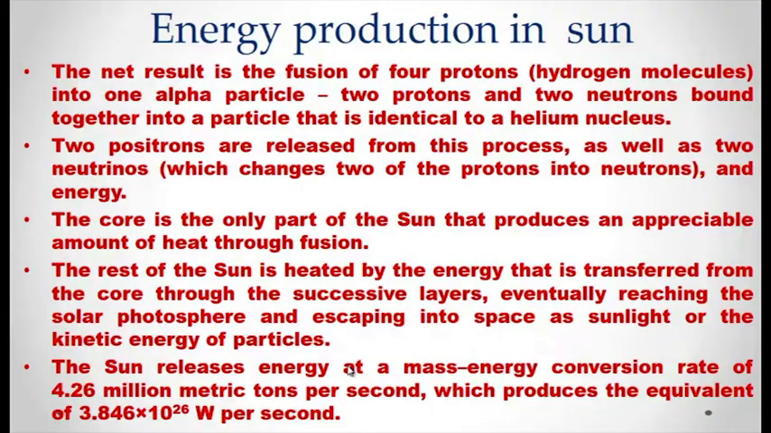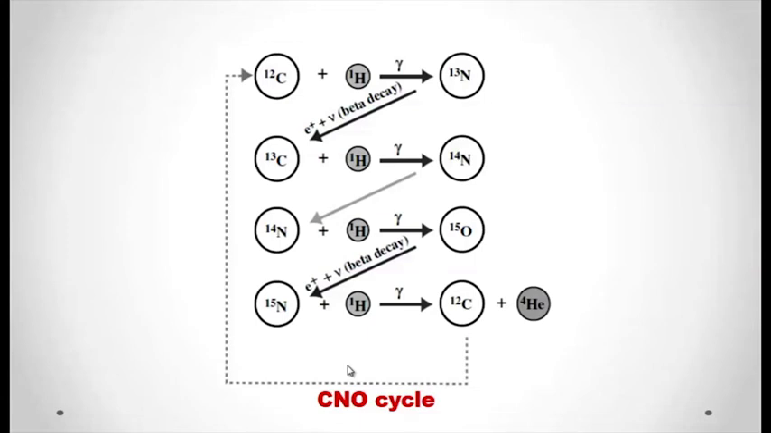High energy in the sense of 3.846 x 10^26 watts of energy at a mass energy conversion rate of 4.26 million metric tons per second. Energy is produced by this carbon, nitrogen, oxygen cycle. Thus energy production in the sun is due to nuclear fusion reaction. In that nuclear fusion reaction, this carbon, nitrogen, oxygen cycle is the prominent part in the sun. This is how the sun, our nearest star, can be learnt.